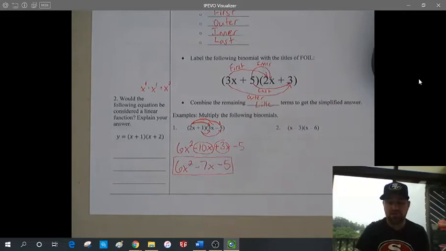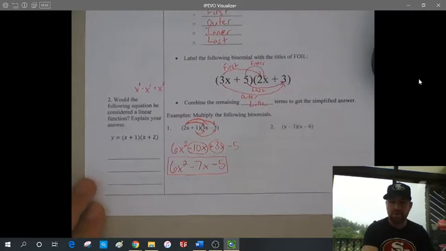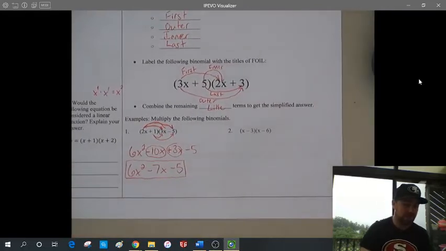So we end up getting a trinomial after doing this, and that's usually the case with these. So I have 3 terms in this one. Could also be called a polynomial, is fine as well. But that's how we use FOIL.